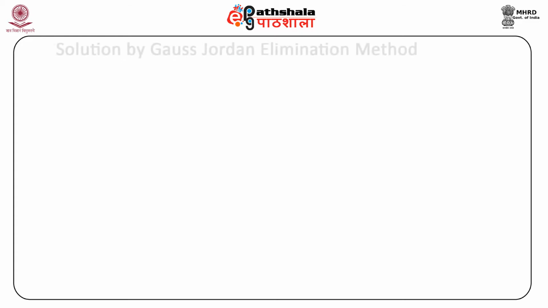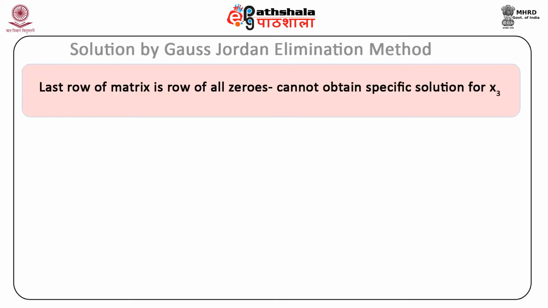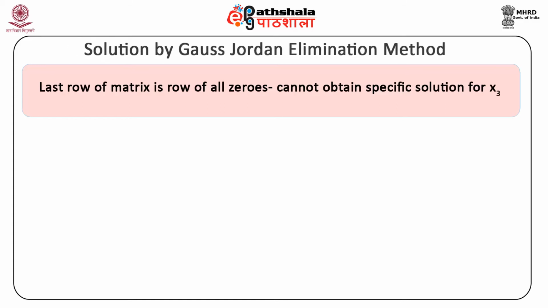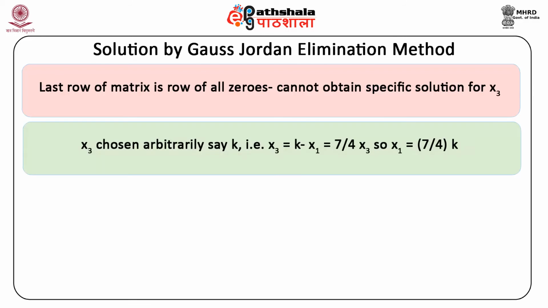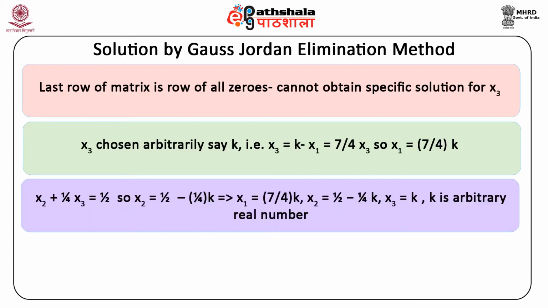half. It can be seen that since the last row of the matrix is a row of all zeros, we cannot obtain any specific solution for x3. Hence, x3 can be chosen arbitrarily, say k, that is x3 is equal to k. Then as x1 is equal to 7 by 4 x3, x1 is equal to 7 by 4 k. x2 plus 1 by 4 x3 is equal to half, so x2 is equal to half minus 1 by 4 k. Hence the solution is x1 is equal to 7 by 4 k, x2 is equal to half minus 1 by 4 k, x3 is equal to k, an arbitrary real number.